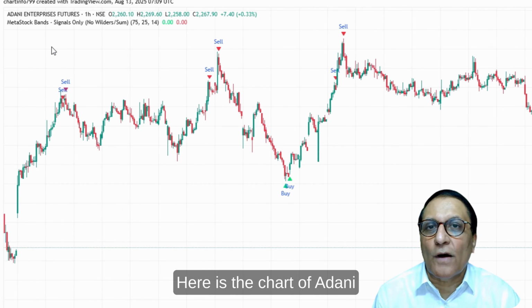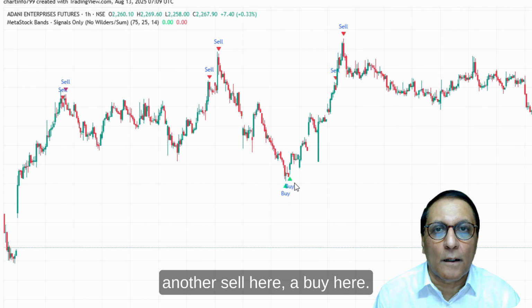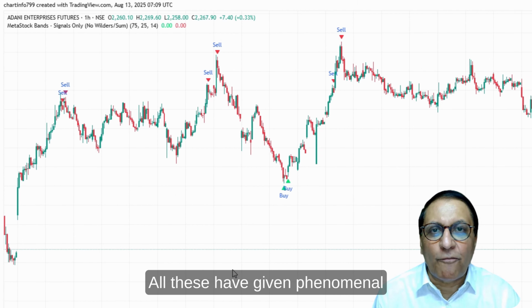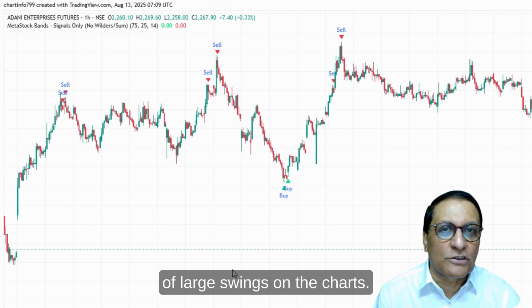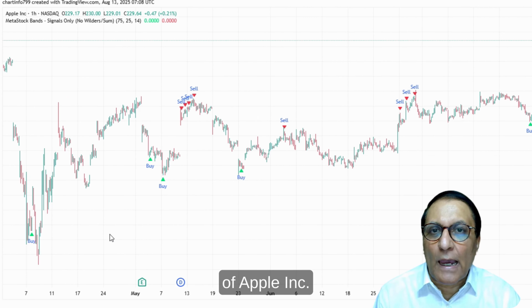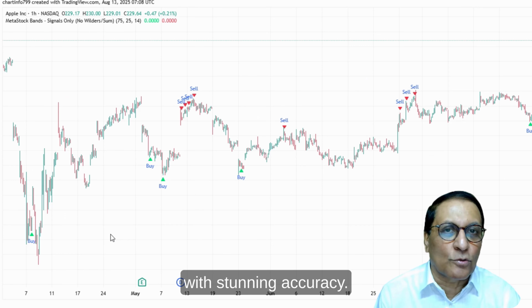Here is the chart of Adani Enterprises where you can see a sell here, another sell here, a buy here. All these have given phenomenal and accurate signals in terms of large swings on the charts. Finally, we see the chart of Apple Incorporated where we see buy and sell signals coming with stunning accuracy.